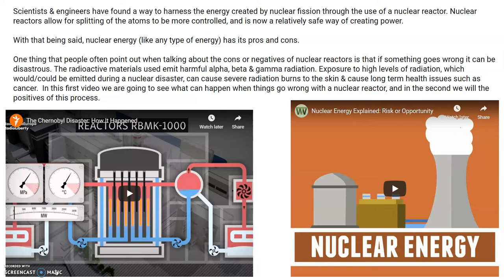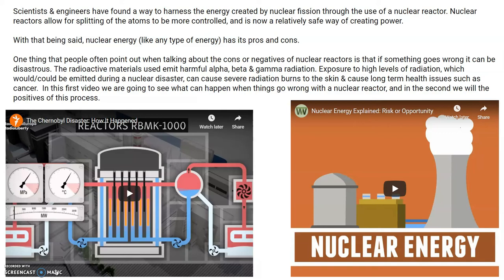But with that said, there's a lot of misconceptions about nuclear energy, and it does have its pros and cons. One thing that people often point out when they're fearful of or uncertain of nuclear energy is that if something goes wrong with a nuclear reactor, it can be an absolute disaster. The radioactive materials, the uranium, plutonium, and cesium that we use to help create the power, give off or emit harmful alpha, beta, and gamma radiation.